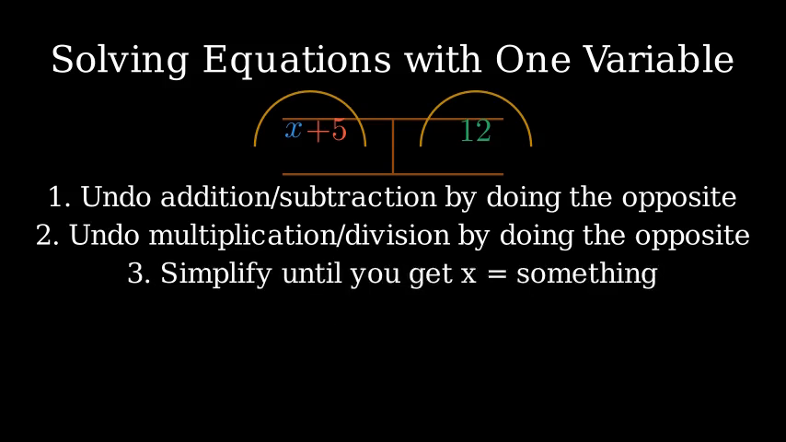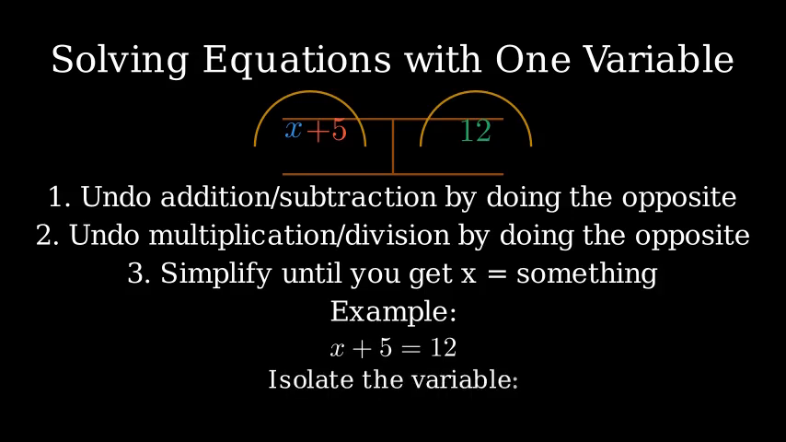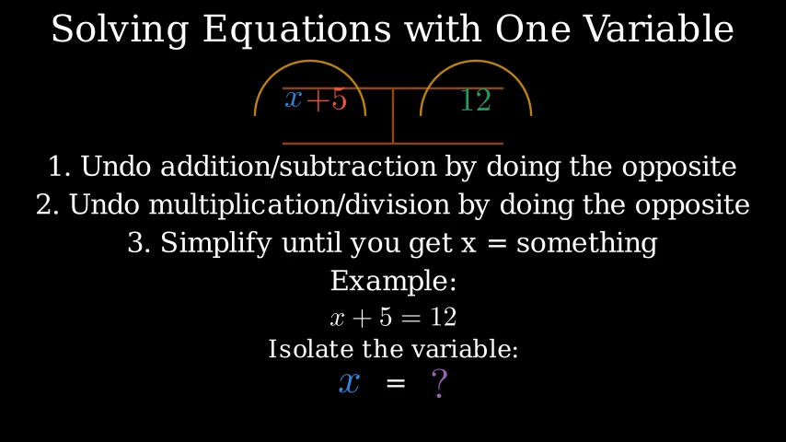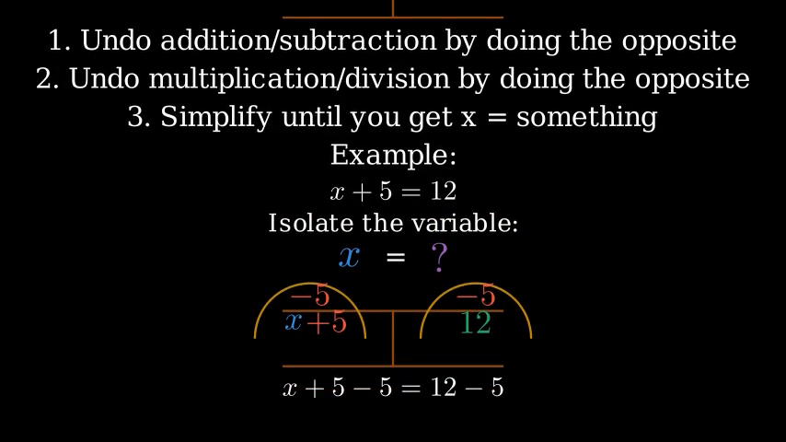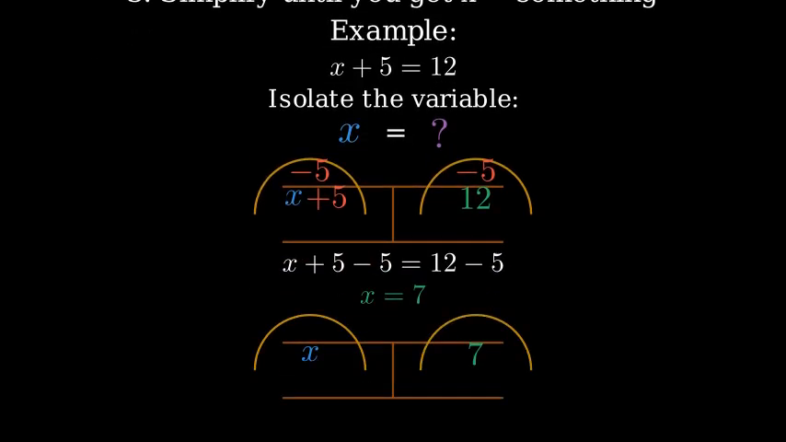Let's try an example: x plus 5 equals 12. The main principle is to isolate the variable x on one side of the equation. To solve this, we need to get rid of the 5 that's added to x. Since 5 is added to x, we need to subtract 5 from both sides of the equation to keep it balanced. When we subtract 5 from both sides, we get x plus 5 minus 5 equals 12 minus 5. Simplifying, we get x equals 7.